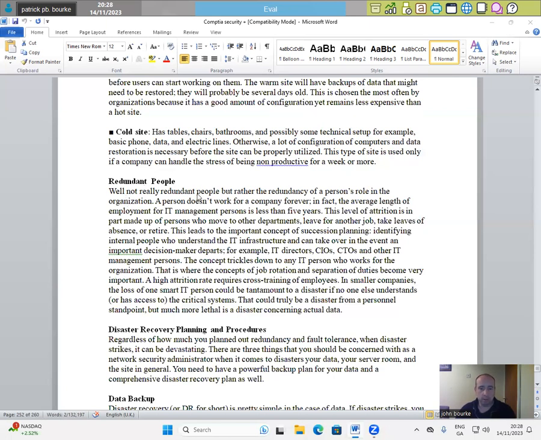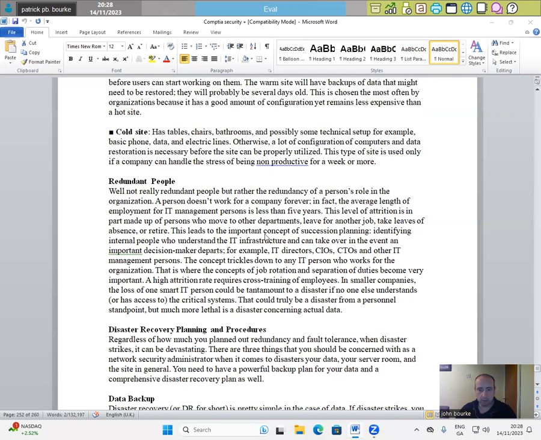Redundant people. Well, not really redundant people, but rather the redundancy of a person's role in an organization. A person doesn't work for a company forever. In fact, the average length of employment for IT management persons is less than 5 years. The level of attrition is in part made up of persons who have moved to other departments, leave for other jobs, take leave of absence, or retire.